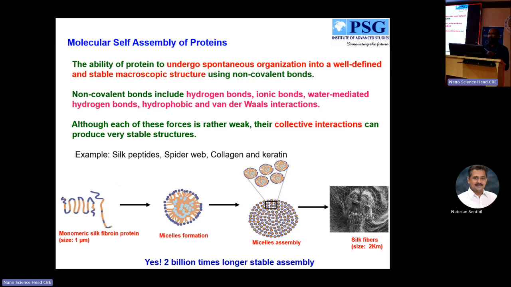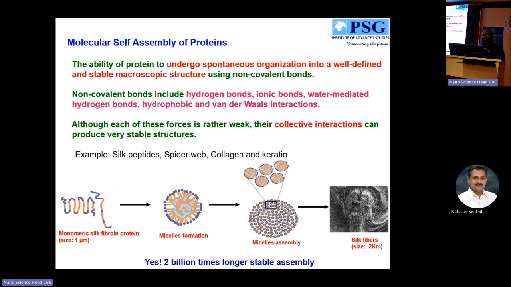So, micelles are formed from monomeric silk fibroin. Silk fibroin is the base of the silk, and once you start assembling it into a micelle, the micelle is further self-assembled, and then it forms a silk fiber. So, if you unwind it, it is 2 kilometers. If you compress it, it comes into a fiber. You can see it with your naked eye. So that much is there.